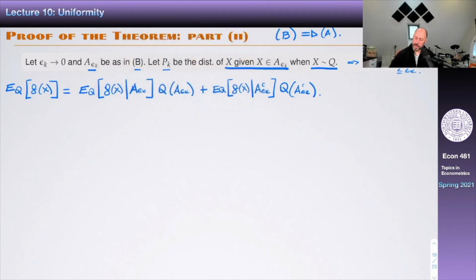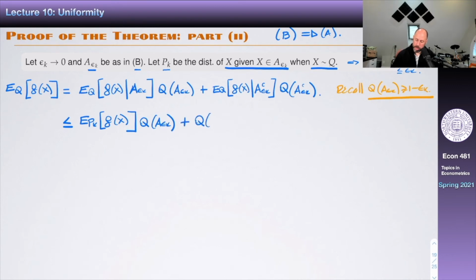And I'm going to write here, recall, Q of A epsilon k is greater than or equal to 1 minus epsilon k by condition B. A was a set of high probability under Q. Now, this is less than or equal to the expected value under pk of g of x, Q of A epsilon k, plus Q of A complement epsilon k.